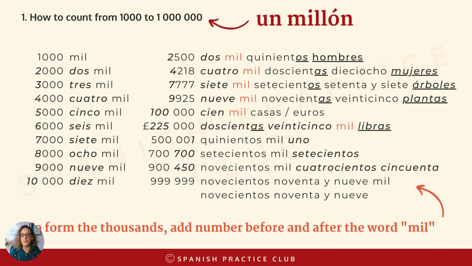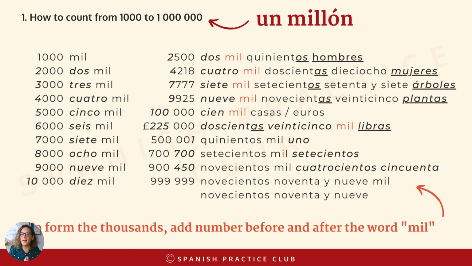On the left-hand side of the screen, we've got the round numbers 1,000, 2,000, 3,000, and so on and so forth. We have learned how to say from 1 to 99, and beyond. All we need to do to form the thousands is to add that number before the word mil. So for example, 2,000, 3,000, 4,000, and so on. To say 25,000, it would be veinticinco mil.